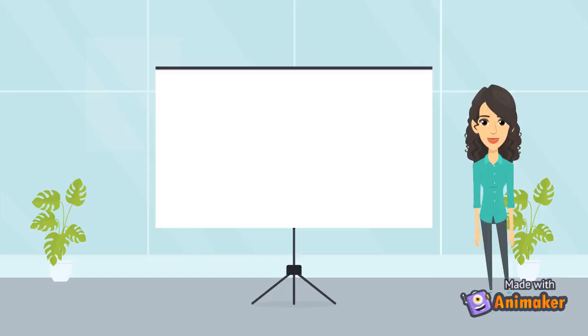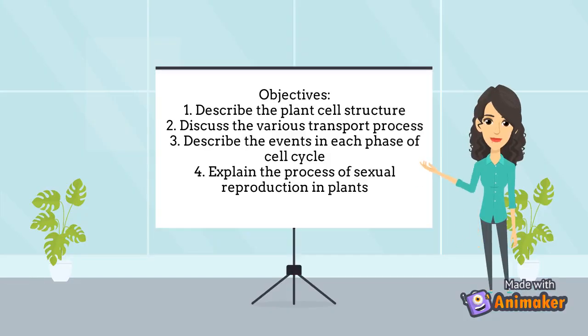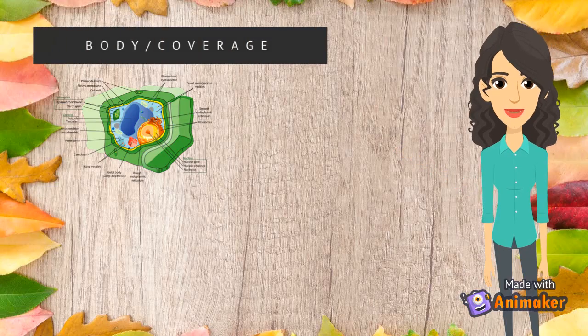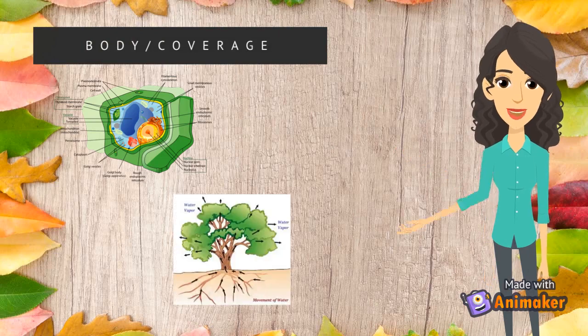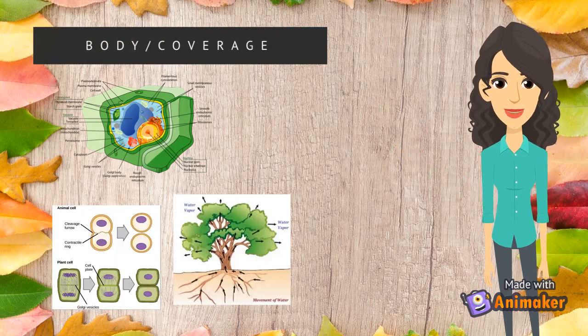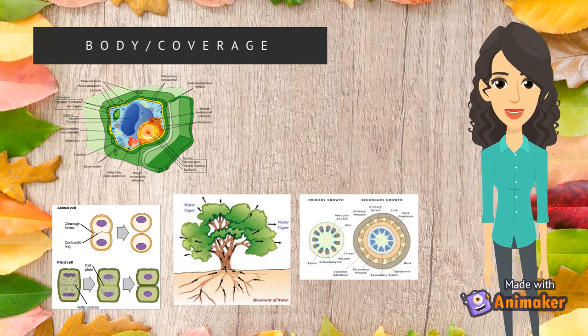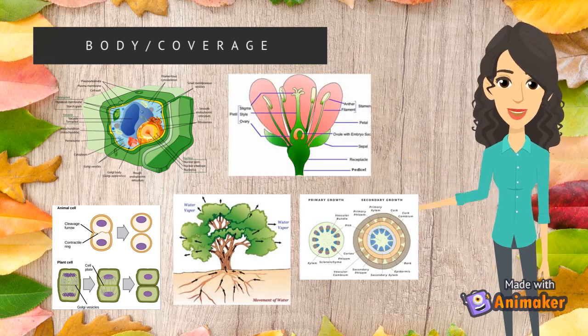Let's move on to the objectives of this topic first. Describe the plant cell structure. Discuss the various transport processes. Describe the events in each phase of the cell cycle. Lastly, explain the process of sexual reproduction in plants. The body of the coverage of these topics are cell structure, transport process, growth and division of cell, tissues and primary growth, plant organs, and sexual reproduction.